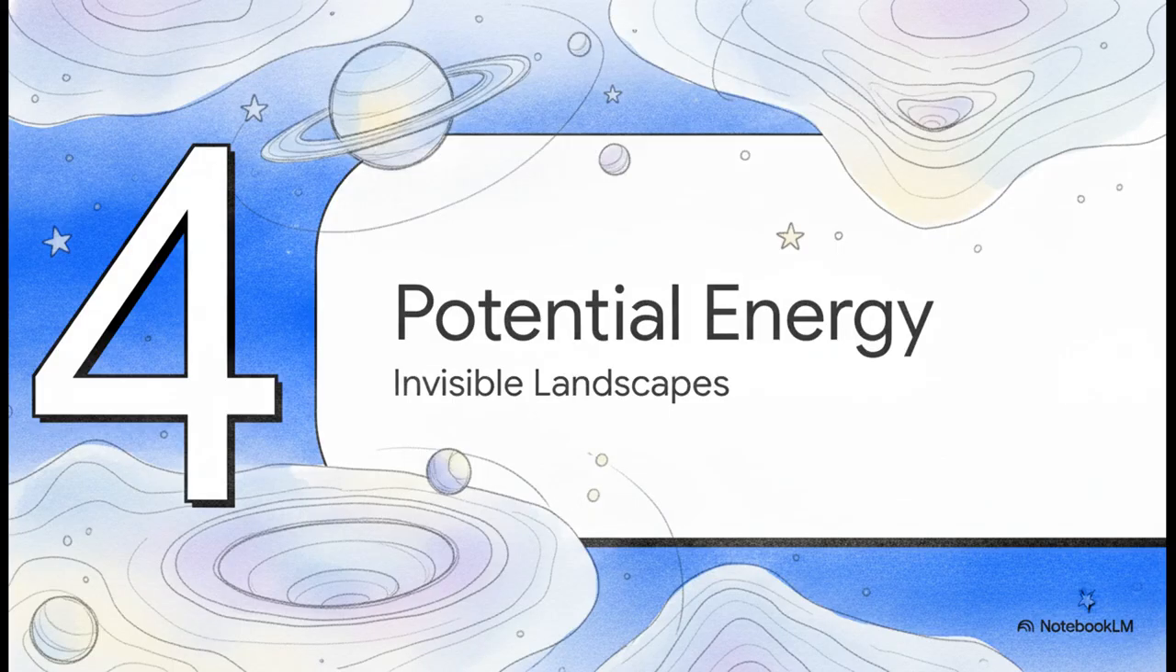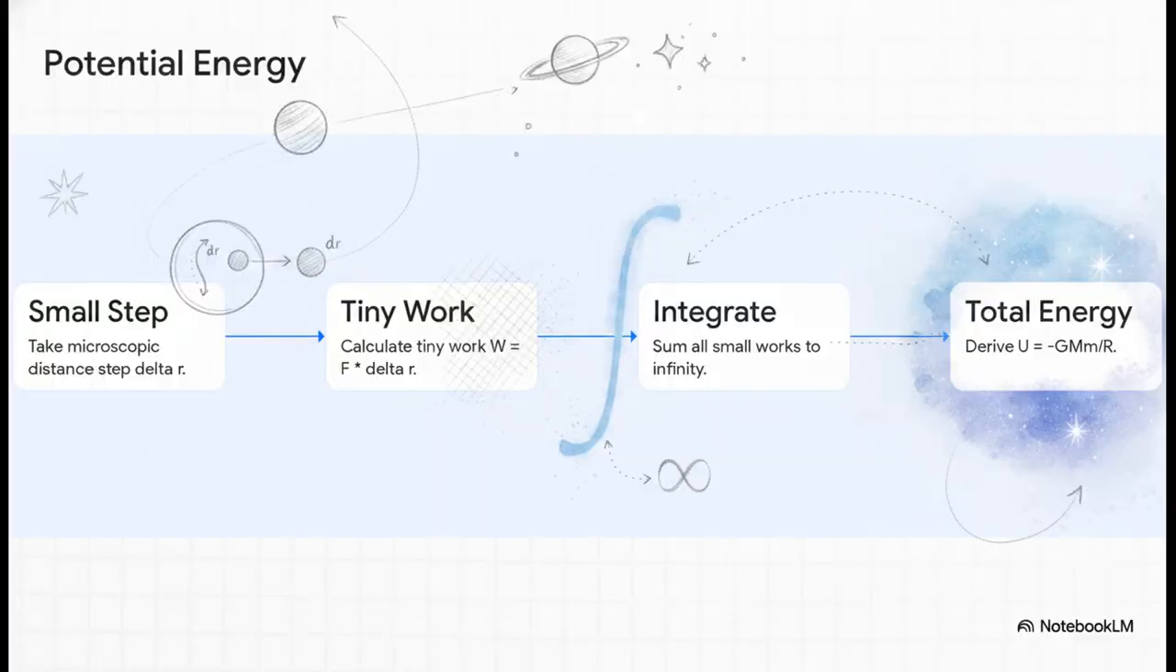Section 4. Mapping potential energy. Instead of just blindly memorizing a final formula, let's actually trace the work done step by step on our derivation map. In steps 1 and 2, we take a tiny microscopic distance step, delta r, and multiply it by our gravity force. Then, step 3, we integrate. We sum up all those tiny amounts of work required to push a mass all the way out to infinity. Finally, step 4 brings us to our total potential energy formula, U equals negative GMm over r.